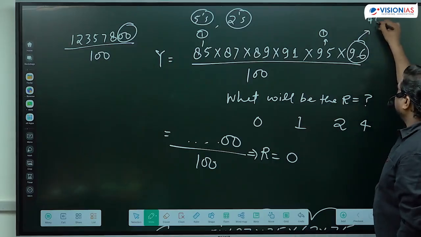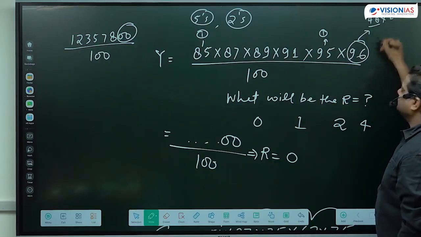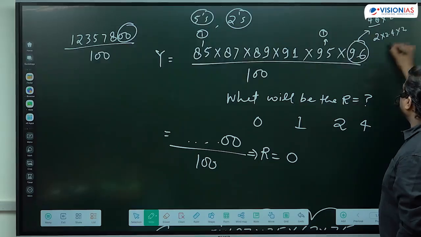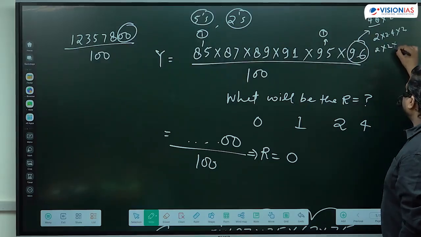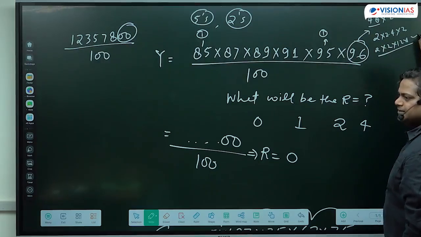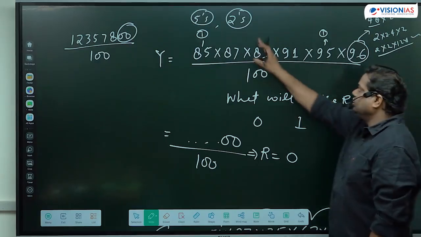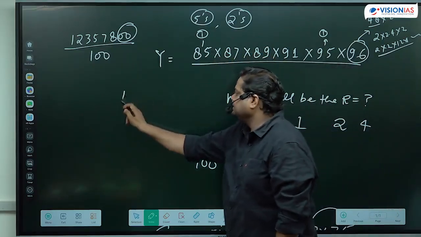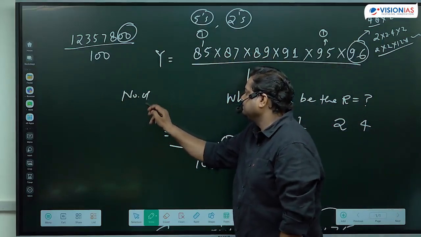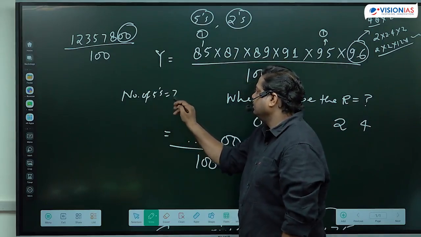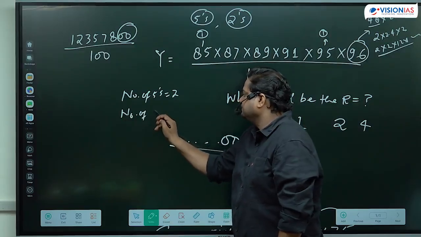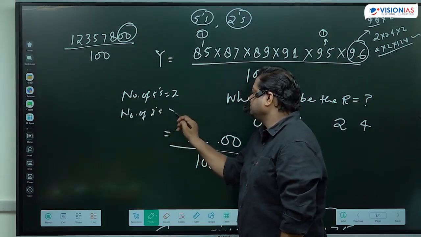96 is 48 into 2. Then 2 into 24 into 2. 2 into 2 into 12. So many 2s we are getting. That means it is more than 2. How many 5s are there? In this case, number of 5s is 2. Number of 2s? Number of 2s is more than 2.